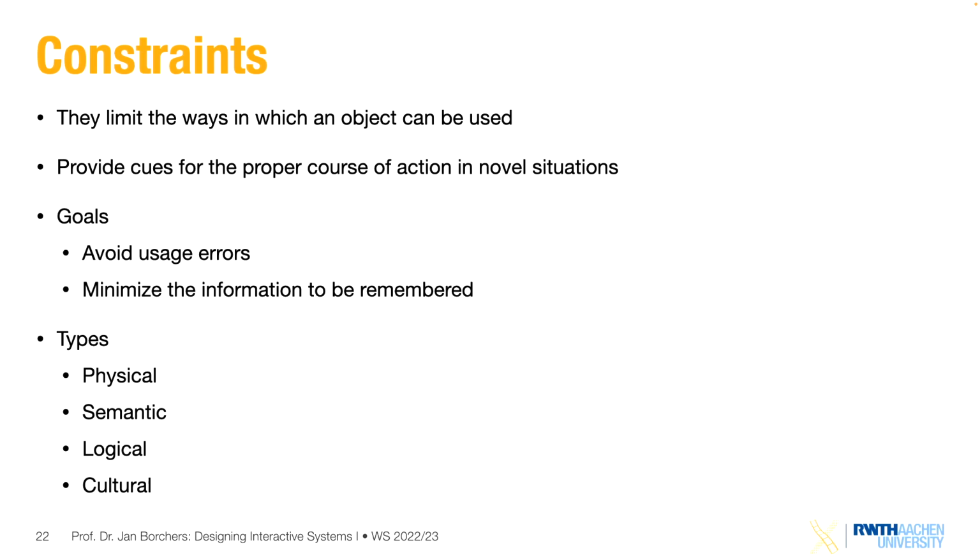But understanding that these types exist, even if they are sometimes overlapping for certain concrete constraints, helps you to look at them with different lenses, right? Look at them from different angles. So we're going to talk about physical, semantic, logical, and cultural constraints here. Again, physical ones are the easiest to understand, and the first ones we start with.